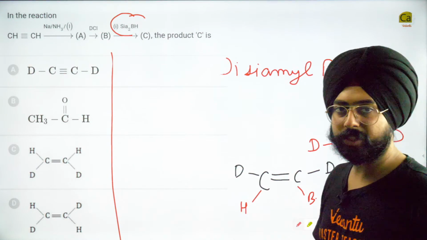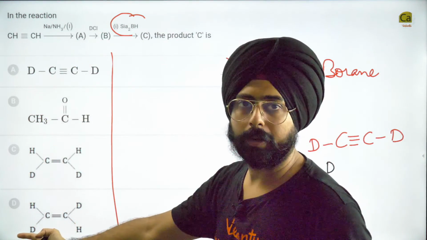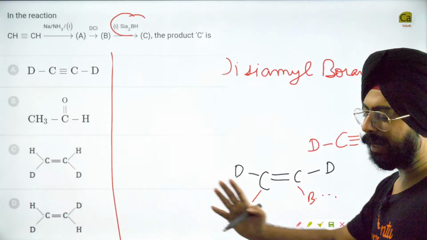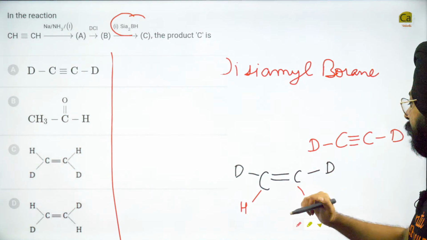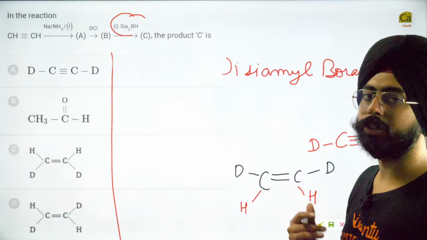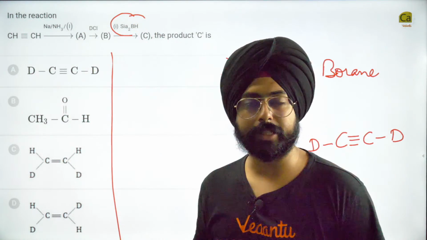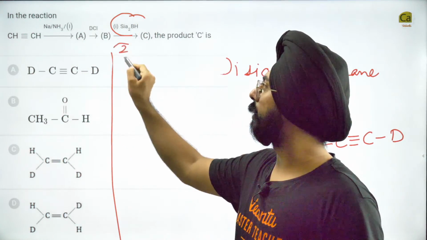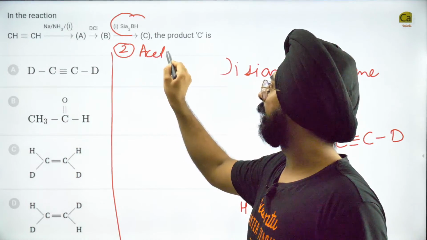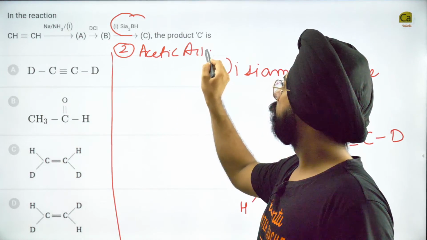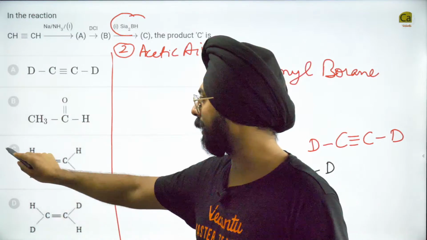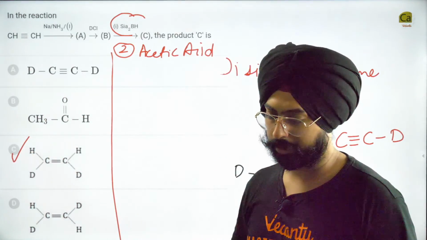Then you can replace this boron with a hydrogen as well, just to get the proper answer. So you can use CH3COOH over here in the second step. You can use acetic acid, and that can eventually provide you option number C as your correct answer.